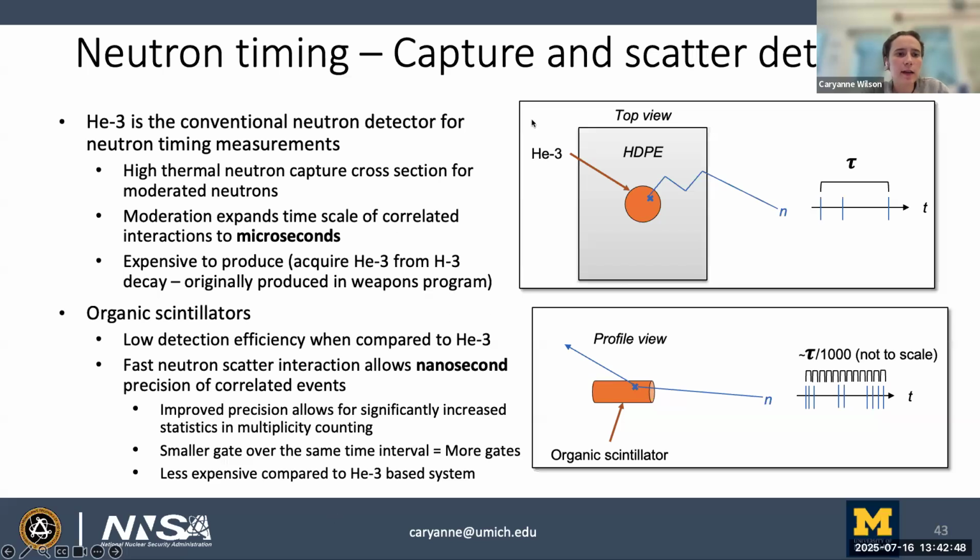Versus organic scintillators have a much lower detection efficiency when compared to helium-3. But because it's a scatter-based detector instead of a capture-based detector, it allows nanosecond precision of correlated events. And this can be really good in some cases, such as multiplicity counting, and then you can also measure more particles because the pulse coming out of this is much faster. It's also less expensive compared to helium-3.